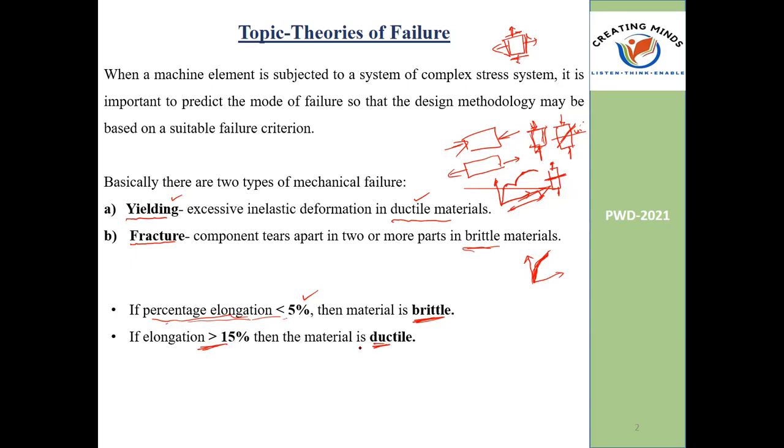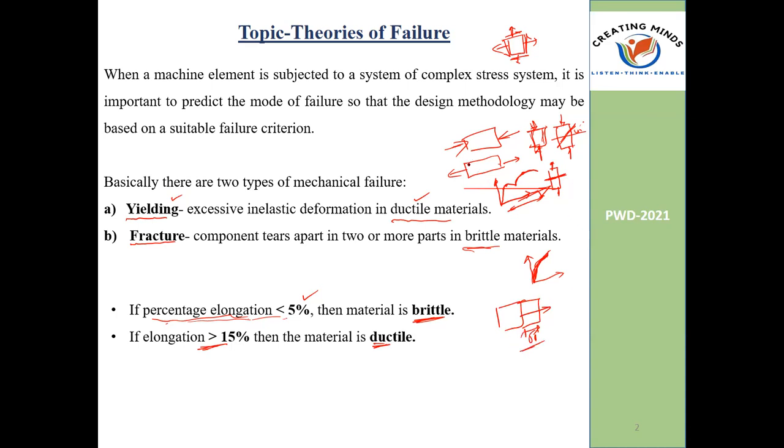So in this case, you must remember that if the percentage elongation is less than 5%, the material is classified as brittle. But the given value is 25%, which means it is greater than 15%. Obviously, it is ductile. What does elongation indicate? Elongation indicates the deformation, that is delta. That is the deformation, delta.